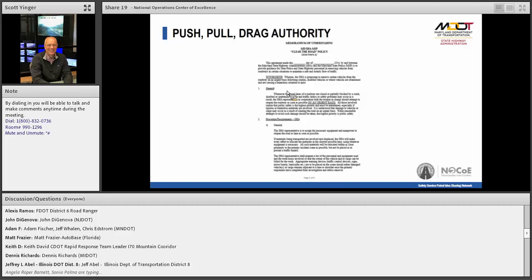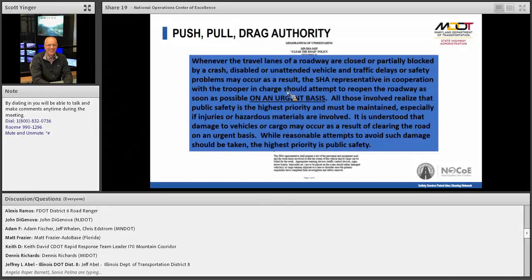You can click again. This clear the road policy we have is in conjunction with the Maryland State Police. And part of the caveat here is to reopen the roadway as soon as possible on an urgent basis. So this gives us kind of statewide authority, if you will, in conjunction and understanding with law enforcement that this is our duty, our charge. It doesn't necessarily limit us in liability. Anyone is free to file a tort claim through the state of Maryland if they think they were unjustly damaged by a state employee or the state government. They don't seem to need any hints on how to do that. They seem to find that pretty well.